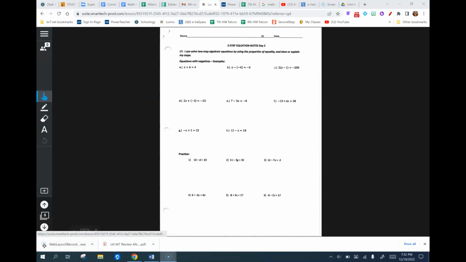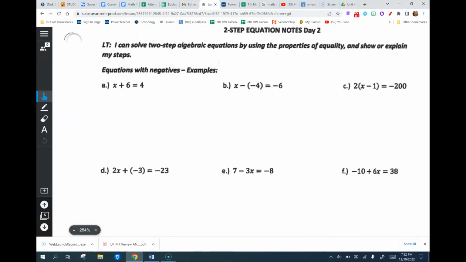So now we're going to do the second video dealing with remembering two-step equations. So let's just get right started. Look at A. X plus 6 is 4. I want to get rid of the 6. So if I have a positive 6, I'm going to subtract because when I do that, 6 minus 6 gives me 0. So that's my whole point, is to make that go away.